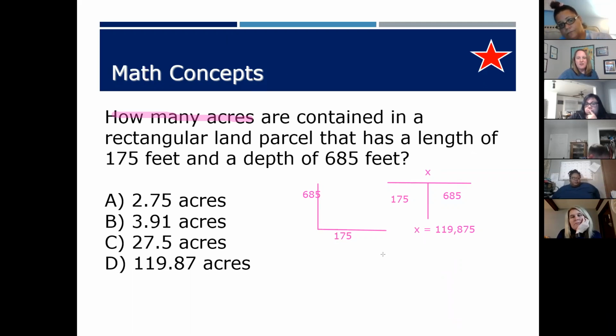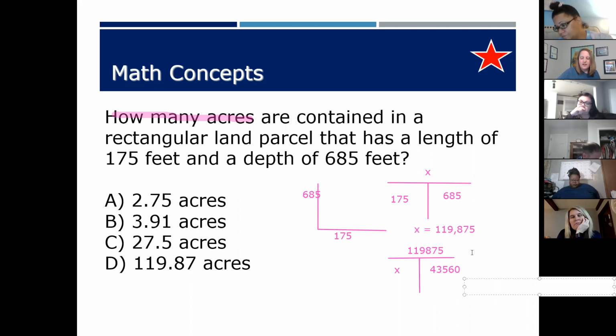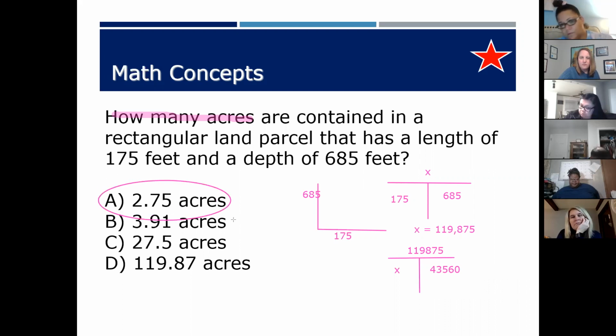So then the last step, now that I know square feet, I'm going to take one more step. I'm solving for X, which is my acres. I know my square feet now, and I know my magic number. So I take 119,875, I divide it by 43,560, and I get 2.75 acres.